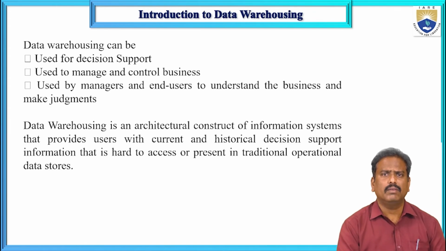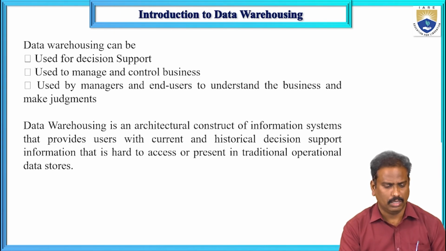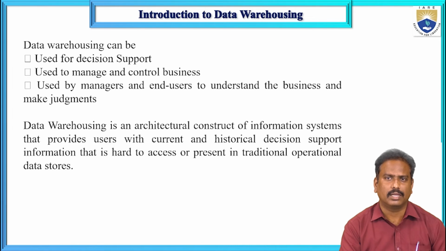Then, data warehousing is an architectural construct of information systems that provides users with current and historical decision support information. So it has both current information as well as historical information. I'll collect the data, consisting of today's information, whatever is currently undergoing, and similarly what has happened earlier, which is nothing but historical data. All these things are used to take my decision.